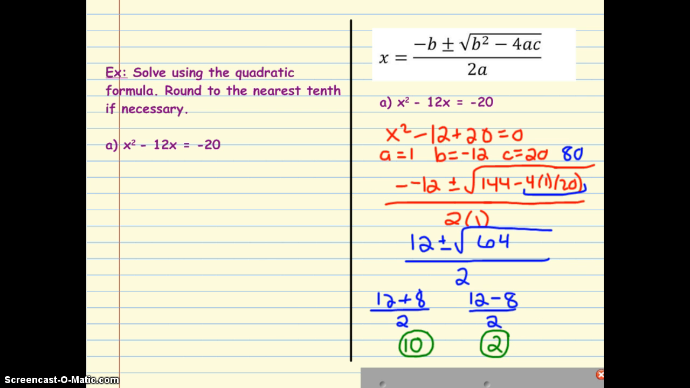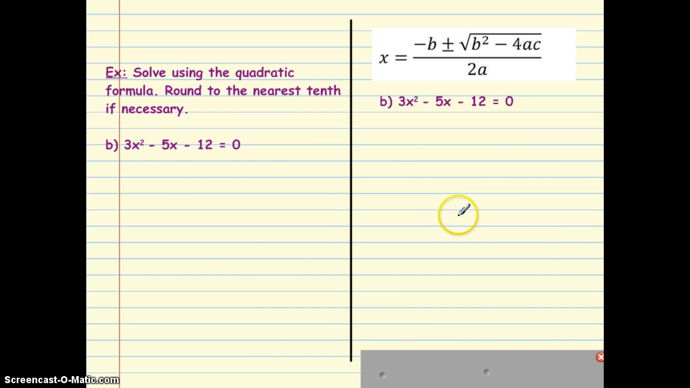Moving on to our next example, and this is just another solve using the quadratic formula, and we are already ready to go. So our A is 3, our B is negative 5, and our C is negative 12. If you are feeling brave, you could pause the recording and try it on your own right now. Or we could just move forward.